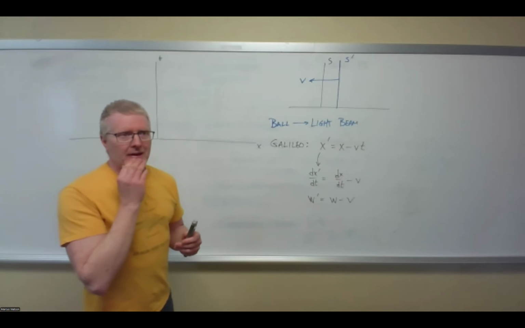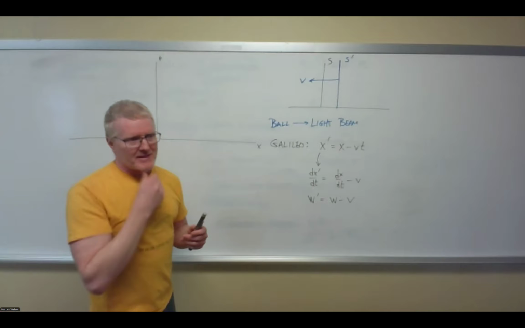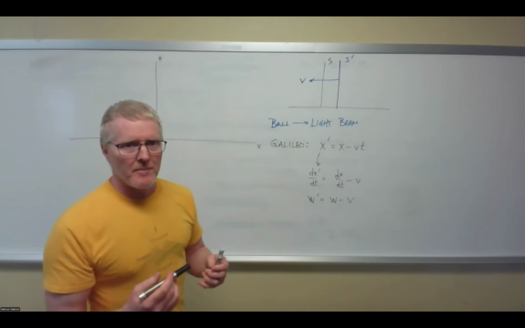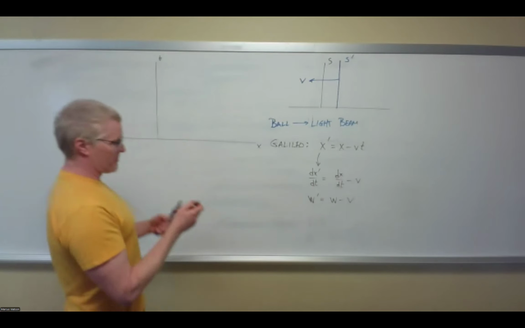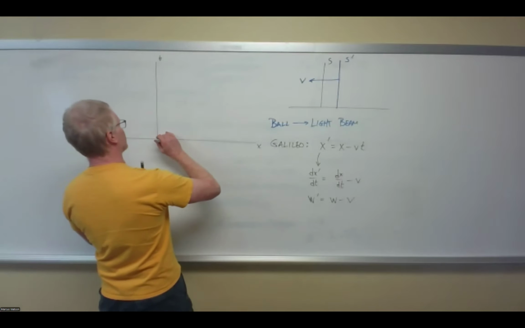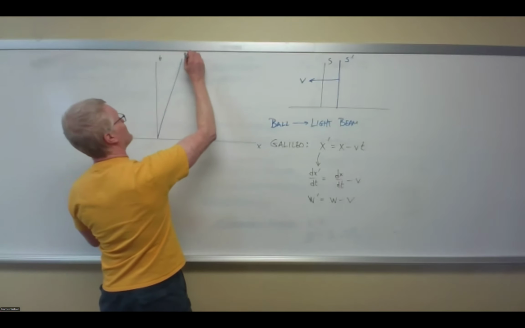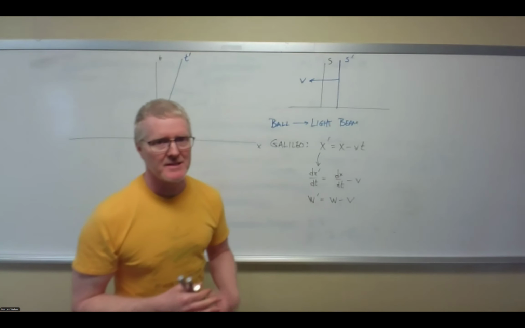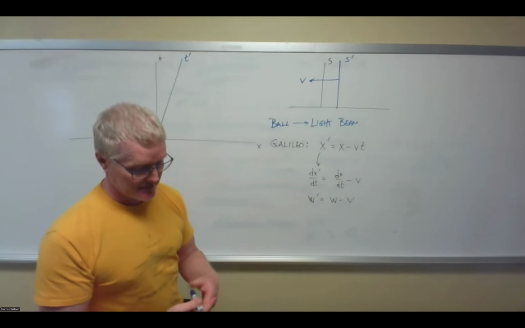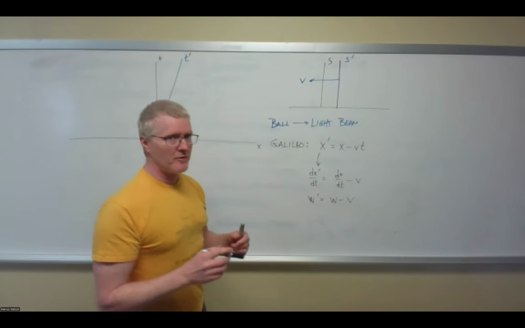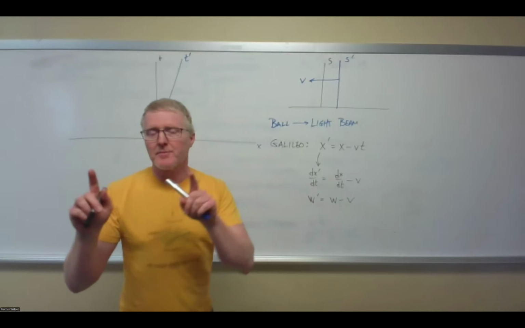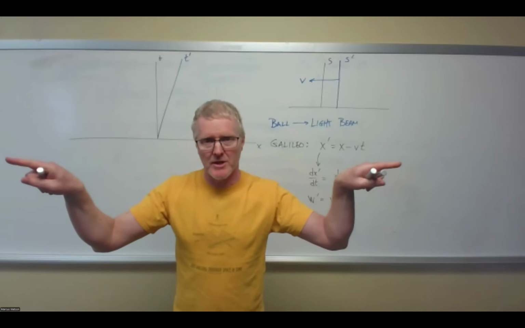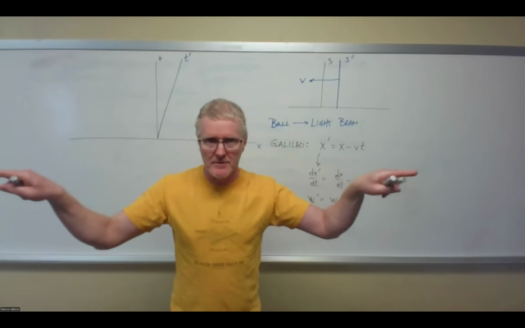So let's take a look at what this means from the car perspective. So here's my car axis like this, T prime. Okay. And then the car ejects light. Okay. So light is moving back and forth. Suppose we do this. We eject light in both directions from the car. Okay. Both directions.